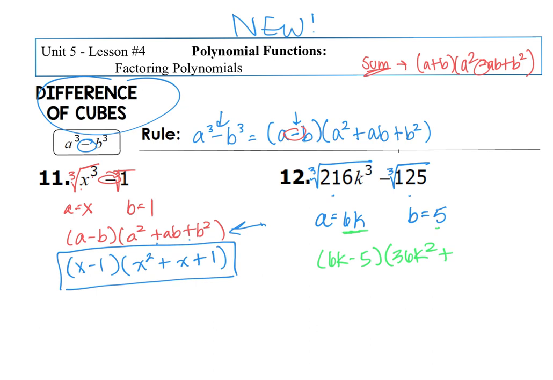Plus sign, because we're filling in this formula. A times b is 6k times 5, 30k. Plus sign again. Our b value squared is 5 squared. 5 squared is 25. Okay, so we have our factoring all filled in. We have 6k minus 5 times 36k squared plus 30k plus 25.